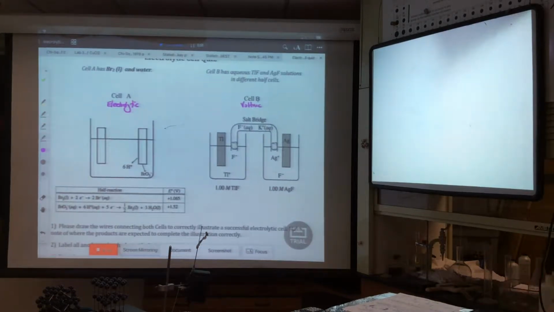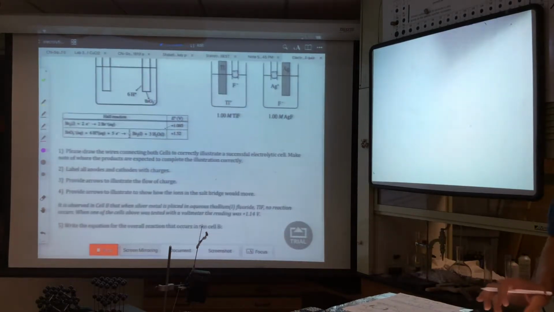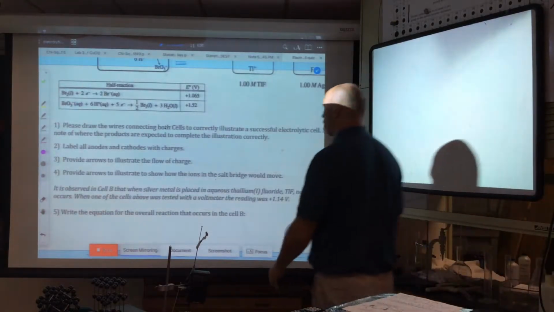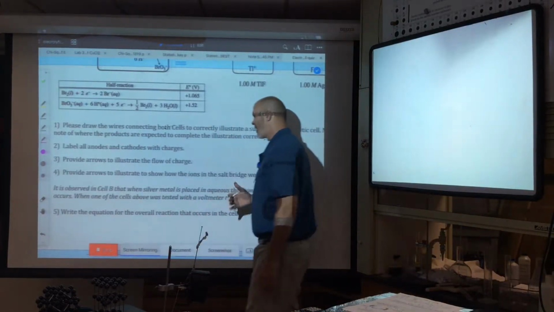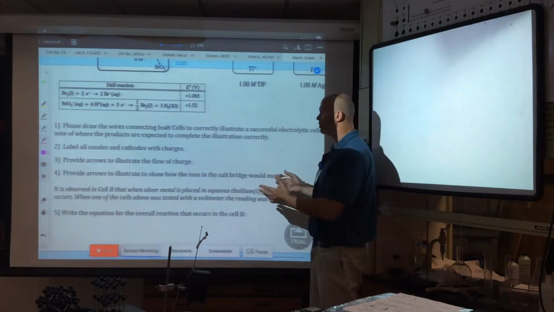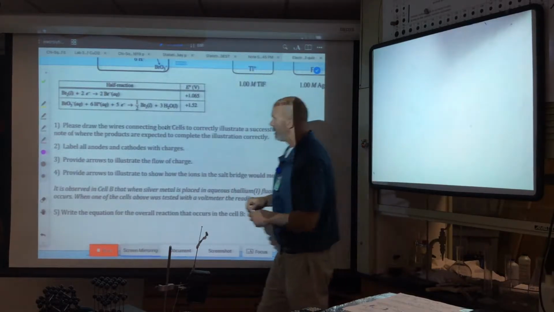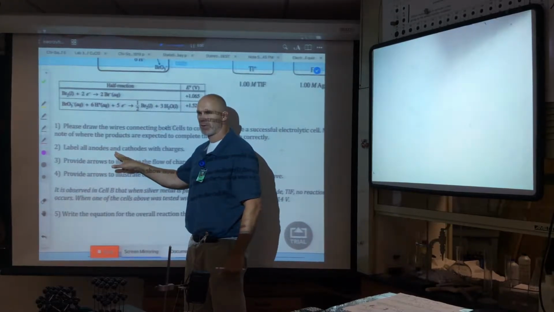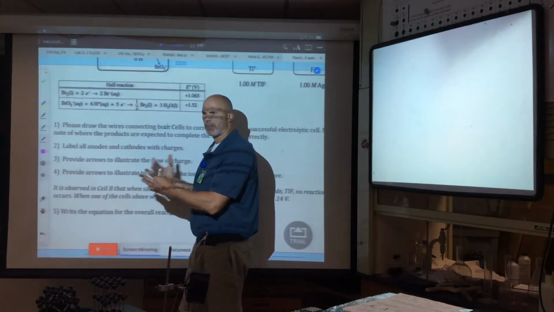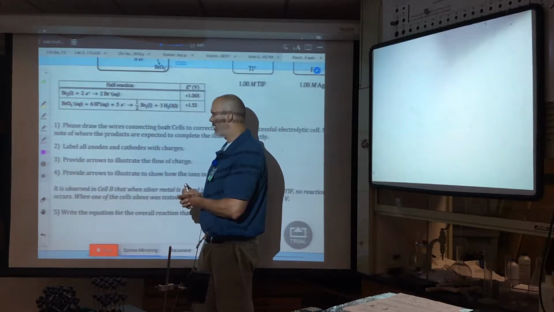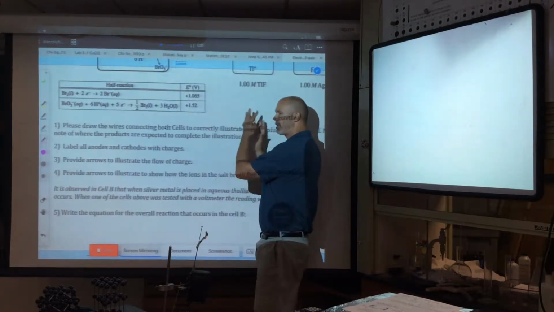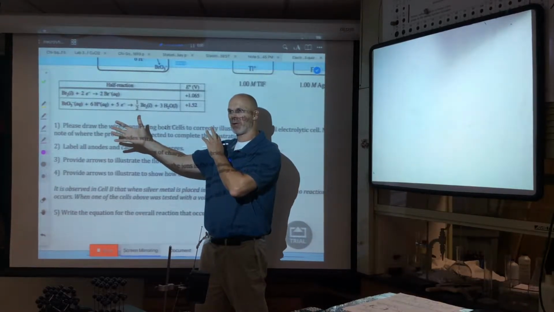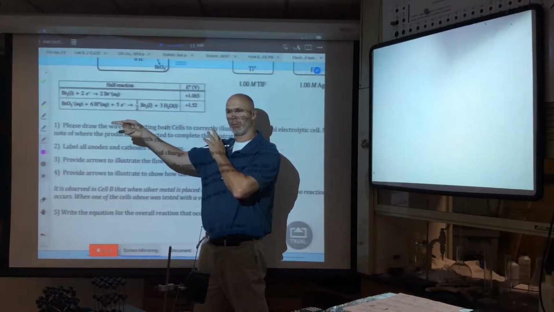Now, the list of things that I have written here: list all the anodes and cathodes, with charges, flow of charge, and provide arrows to show how the salt bridge ions are moved. These are a bunch of different items. I gave you 2 checks for the anodes and cathodes. The reason is you could do one cell right but then mess up the other. If you mess up who the anode and cathode is of the battery, then obviously your anode and cathode in your electrolytic cell will be different.